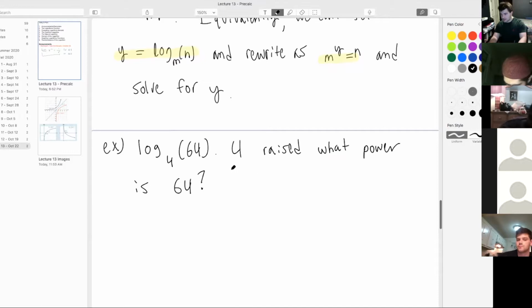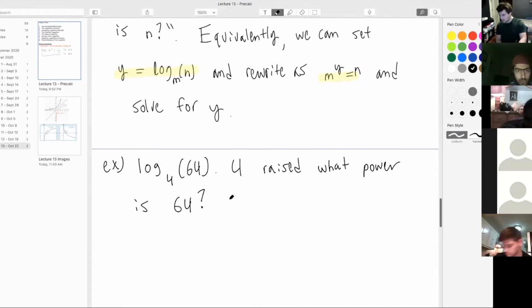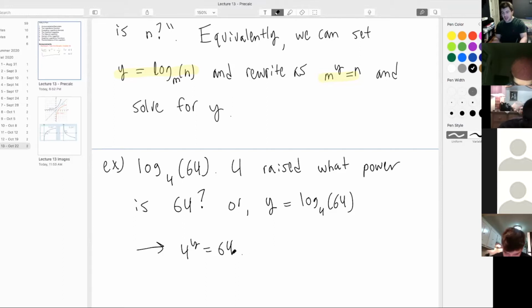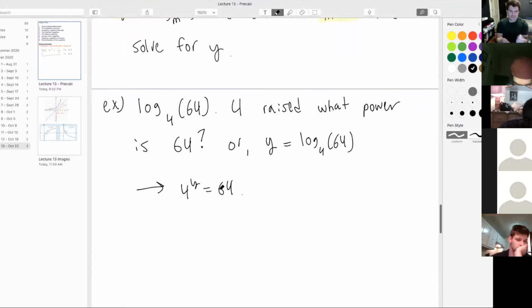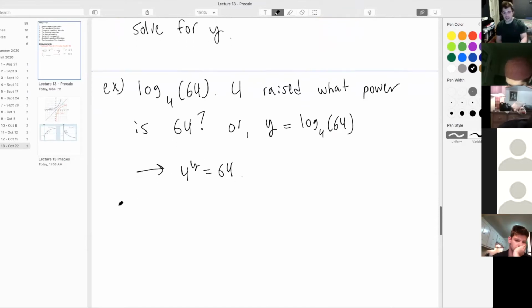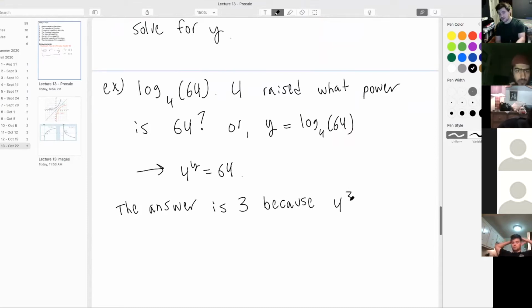Or, for that other way that I wrote out, you set y equal to log base 4 of 64. You convert to exponential form, just like we did: 4 to the y equals 64, and you see what y is. You're just rephrasing the question in some notation. You still need to find the power you need to raise 4 to get 64. That is going to be 3, because 4 to the 3rd power gives us 64.